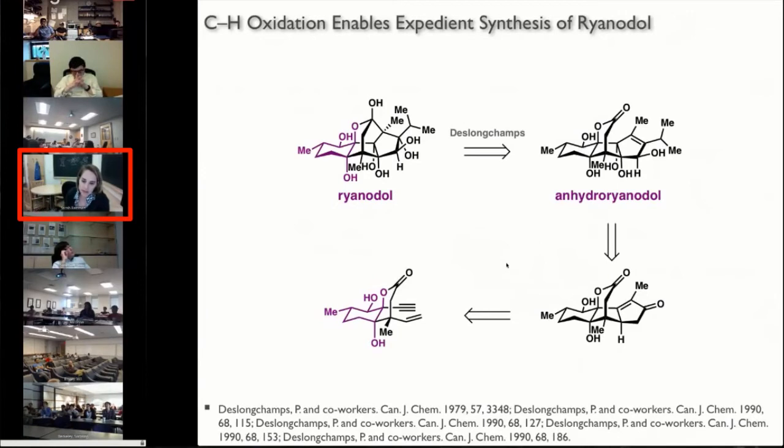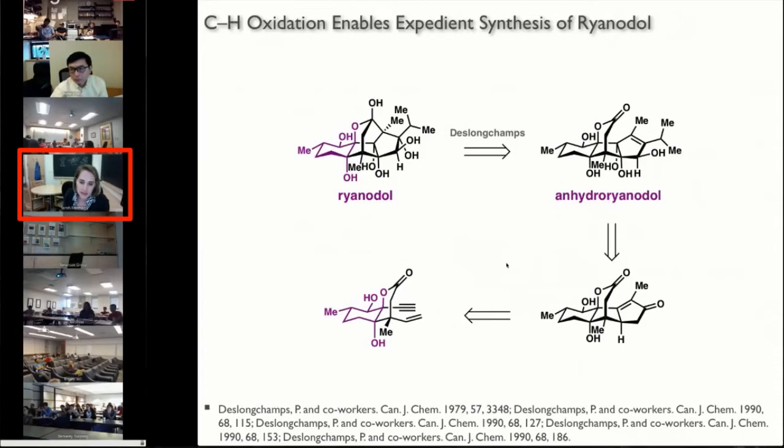So that would provide access to the cyclopentenone that's in the bottom right structure there. And we liked this particular disconnection because we thought we could gain access to that structure through an intramolecular Pauson-Khand of the corresponding enyne. As we were thinking about this route, one thing that was appealing was that we thought that the cyclopentenone had all of the functionality we needed for incorporating the oxidation pattern of ryanodol in terms of that five-membered ring.